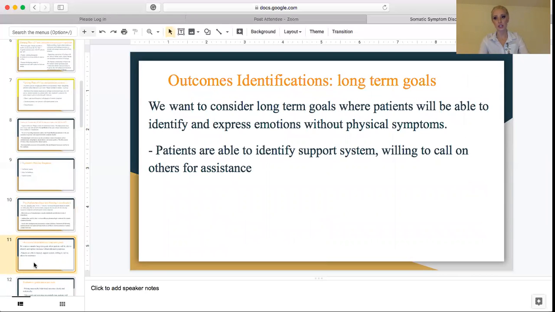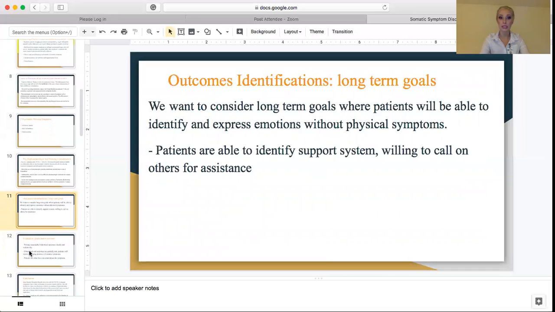Outcomes and identification for long-term goals. We want to consider a long-term goal where patients will be able to identify and express their emotions without physical symptoms. So patients are able to identify a support system, willing to call on others for assistance.